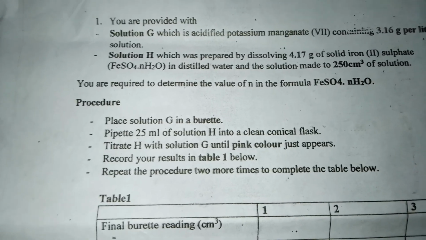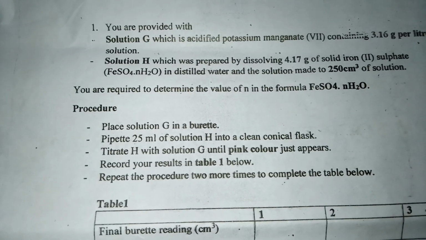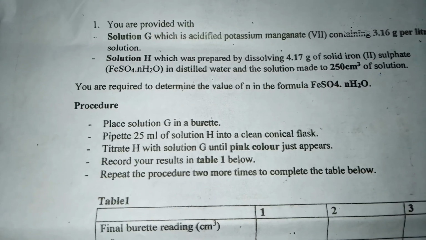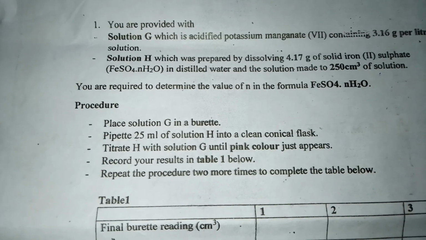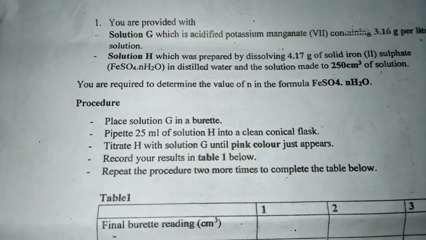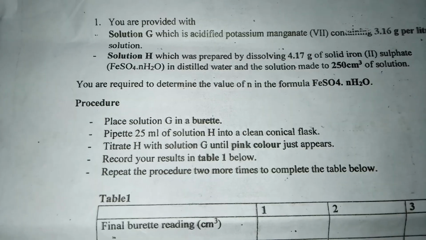Procedure, and it reads: place solution G in a burette, put 25 cubic centimeters of solution H into a clean conical flask. Titrate H with solution G until a pink color just appears. Record your results in table 1 below. Repeat the procedure 2 more times to complete the table below.